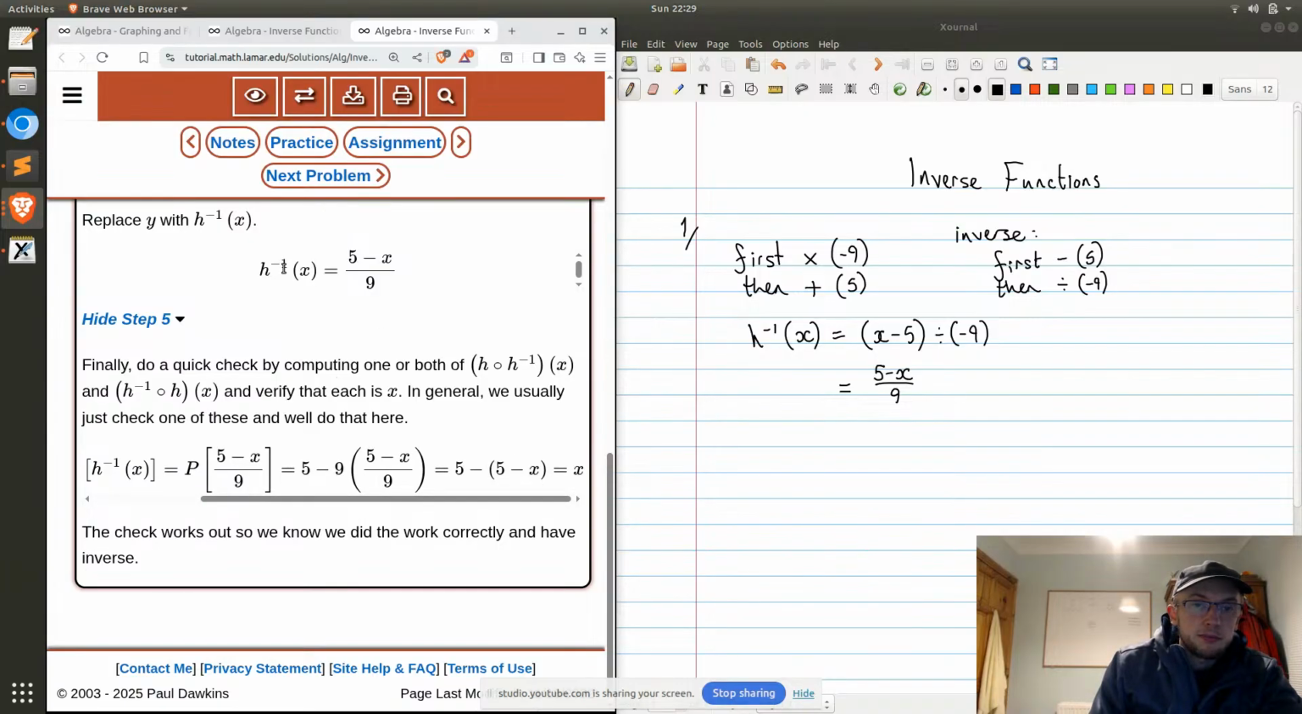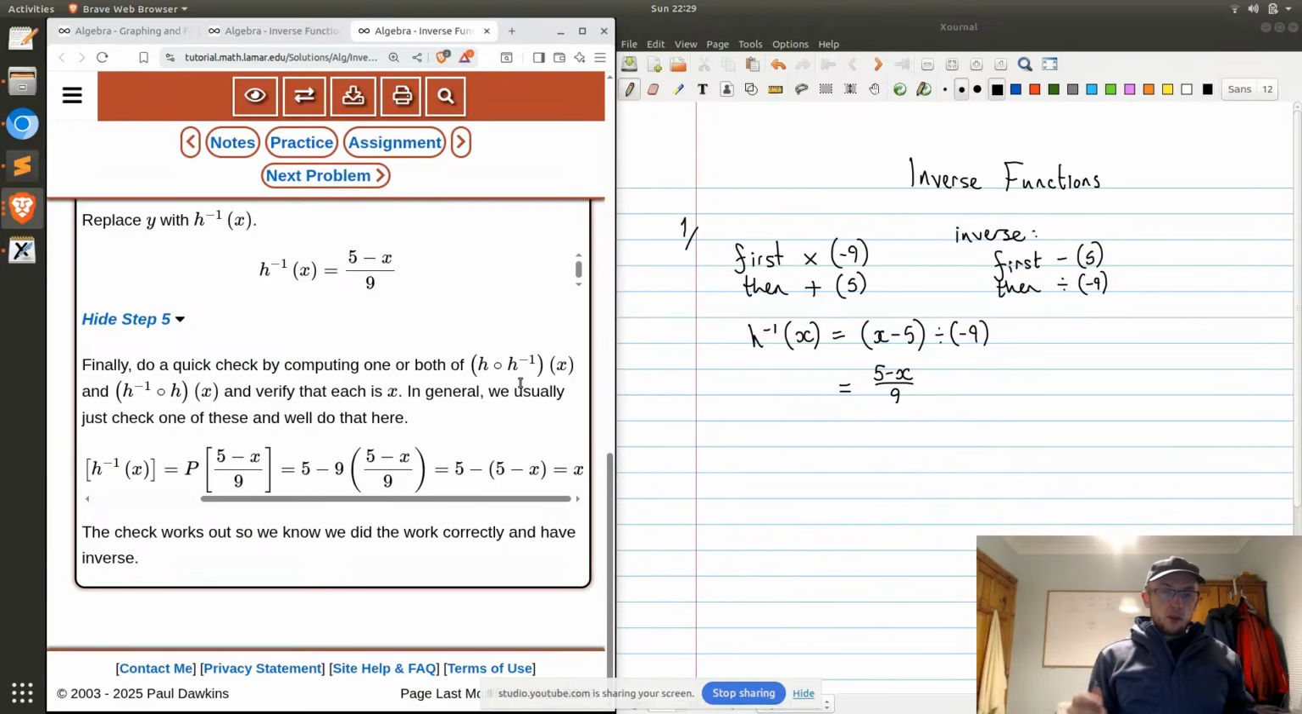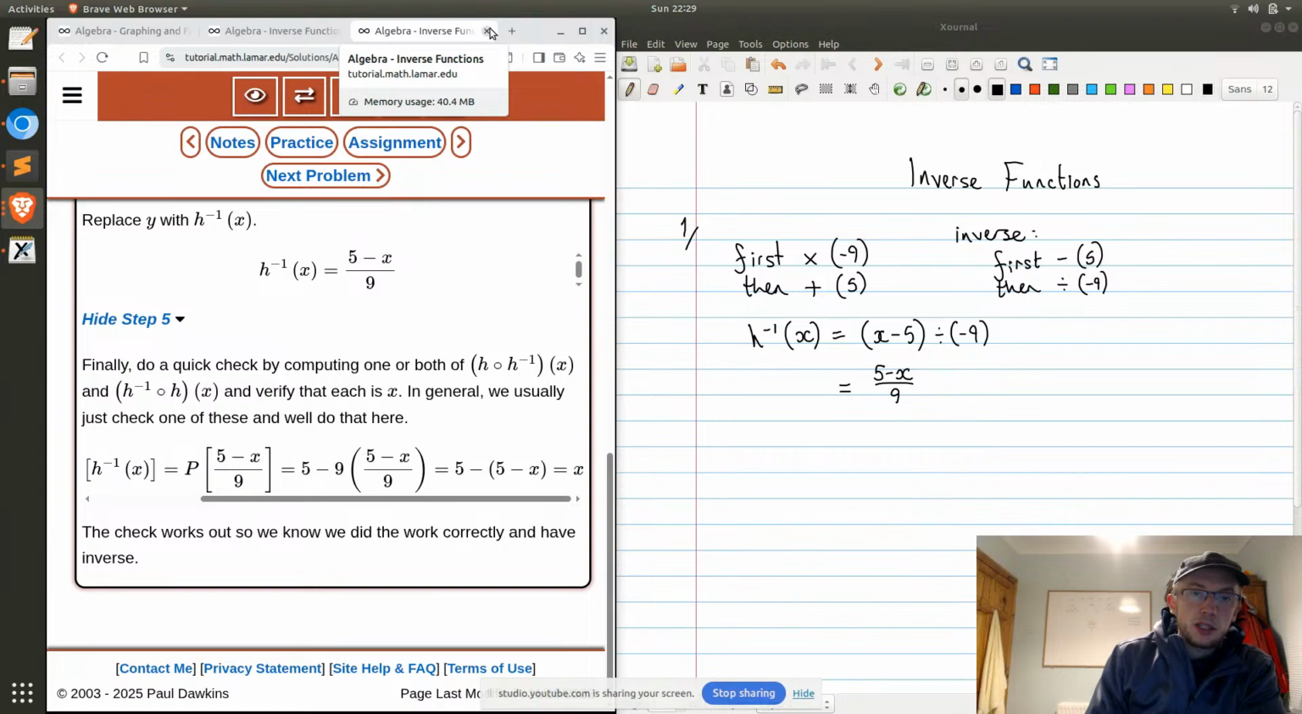That is right. But what have they done in step 5? They've composed h with its inverse. When you compose a function with its inverse, you get the identity function. You get the function which does nothing. It's like if I have a machine which adds 2 and a machine which takes away 2, and I stick them together, I get a machine which does nothing. It just gives the same output as the input.